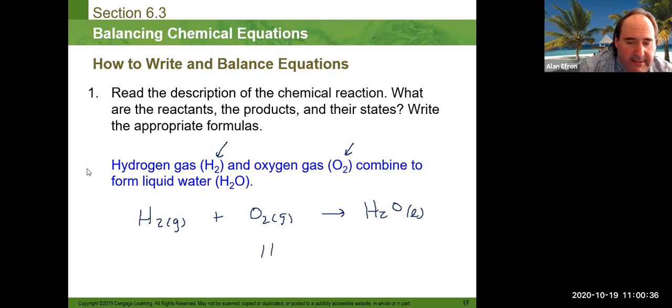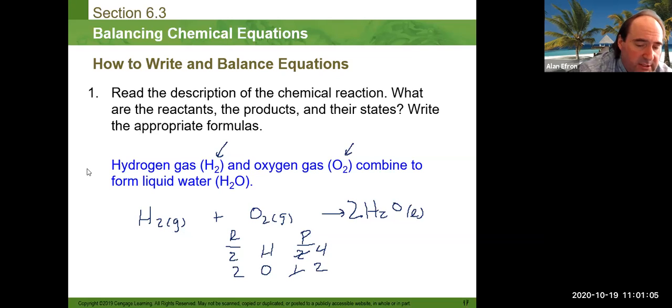Again, making a table like we've seen will help us get an idea as to what's going on. 2 hydrogens on the left, 2 on the right. We have 2 oxygens on the left, but only 1 on the right. So the table directs you to where a good place to start would be. In this particular case, we need to fix the oxygen. So to fix the oxygen, we want to put a number only in front. When we do that, that now gives us 4 hydrogens and 2 oxygens.